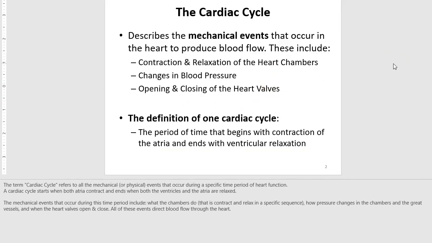The cardiac cycle describes all the mechanical events that occur in the heart to produce blood flow. These include contraction and relaxation of all the heart chambers, changes in blood pressure, and the opening and closing of the heart valves. The term cardiac cycle starts with a time point when the atria begin contracting and then ends when both the ventricles and the atria are relaxed.